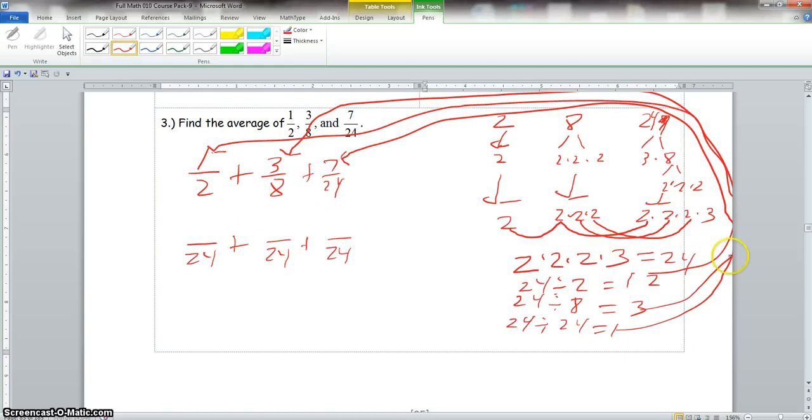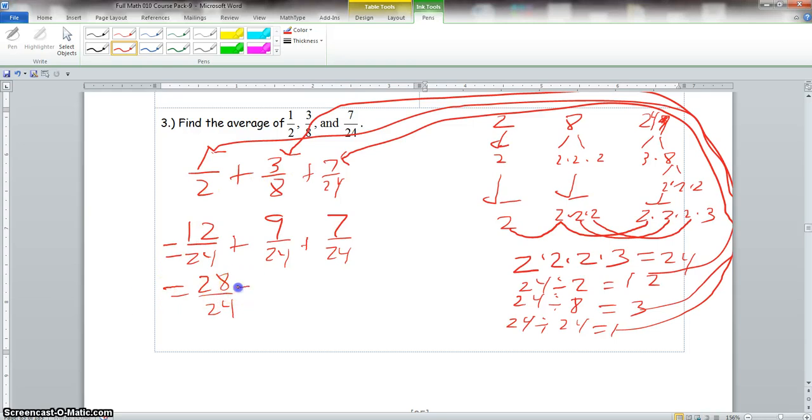So now remember, we took the 12 times the 1, which is 12. Then we took the 3 times the 3, which gave us 9. And then we took the 1 times the 7, which gave us 7. Now we add these numbers up. 12 and 9 is 21, plus 7 is 28. So we have 28 over 24.